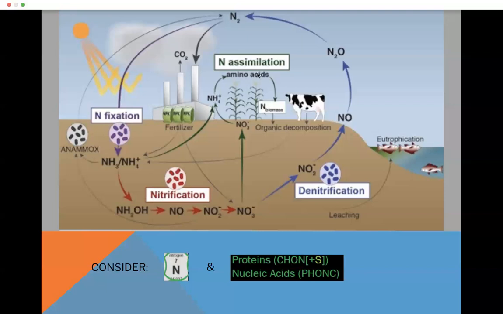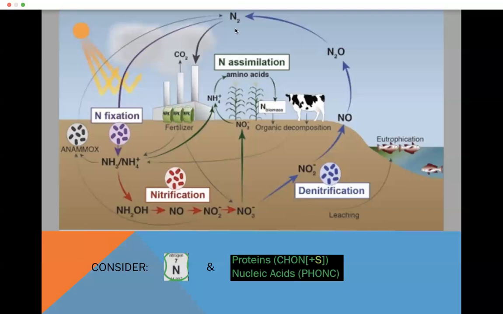So if it doesn't enter plants and become part of amino acids, one thing that could happen to it is it could be turned back to N2 or converted into NO3 and converted to N2O. These processes of denitrification, which produce N2O and N2, send soil nitrogen back into the atmosphere.